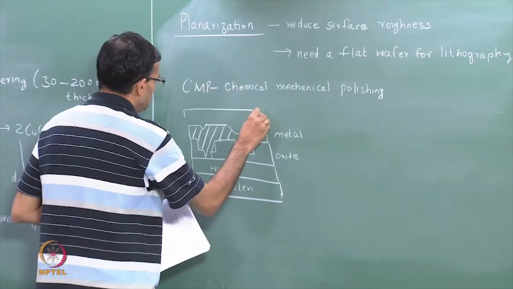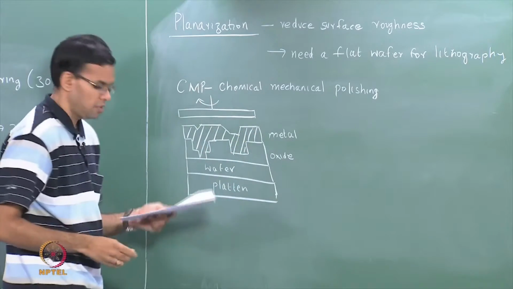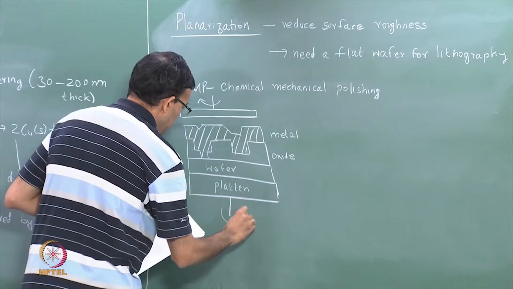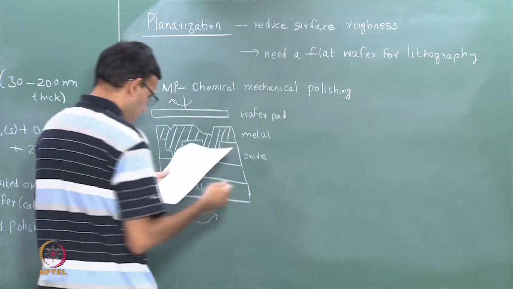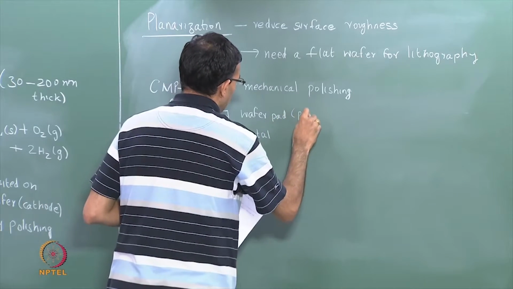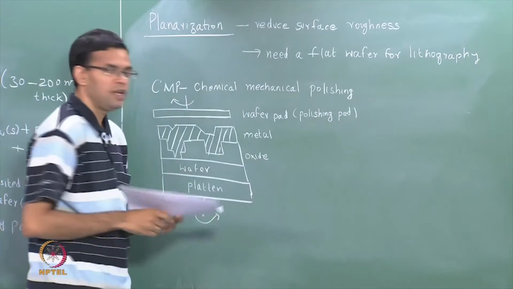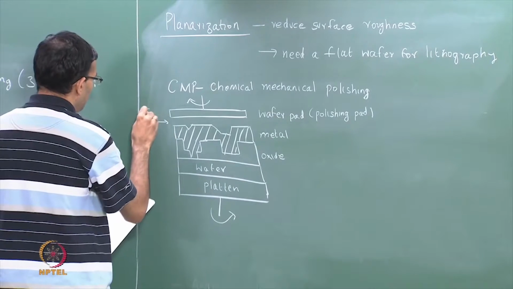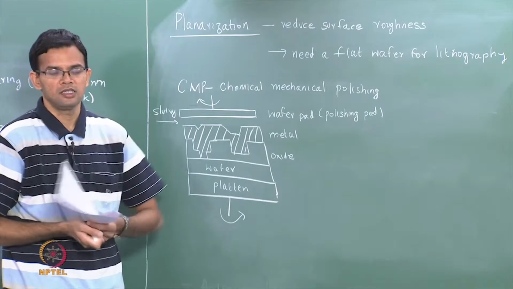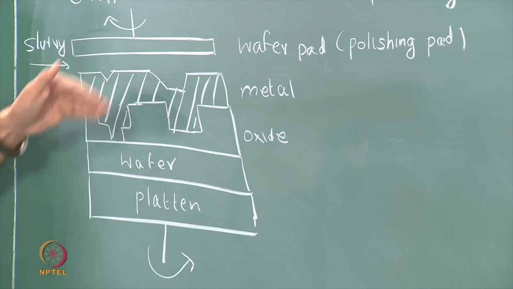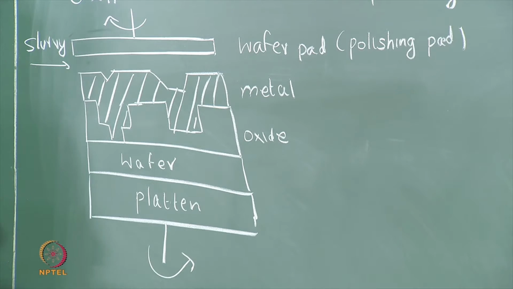So a wafer pad is used. The wafer pad rotates in one direction and the platen rotates in the opposite direction. Another name for this pad is the polishing pad. Usually some sort of slurry is also fed into the system. The slurry consists of some abrasive particles that can essentially remove the metal. At the same time, it will also help in giving you a smooth finish.